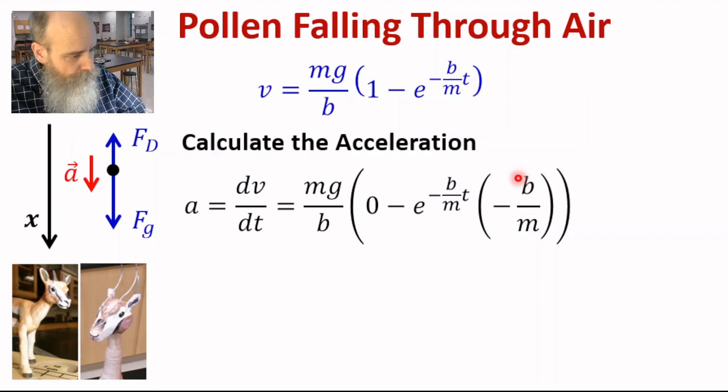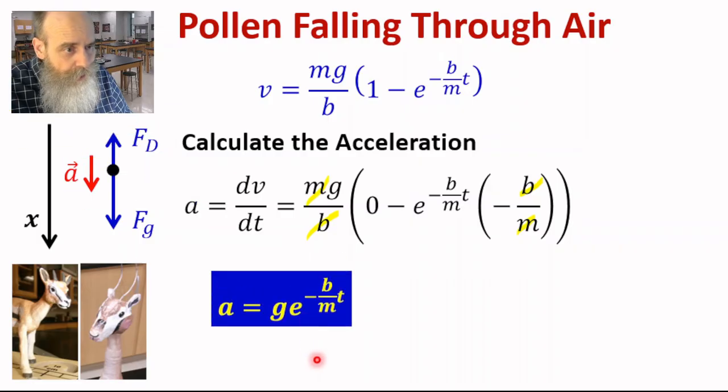So now things here cancel out. The b cancels out over here. M cancels out. And we're left with just g. And so our solution becomes a equals g times e to negative b over mt.